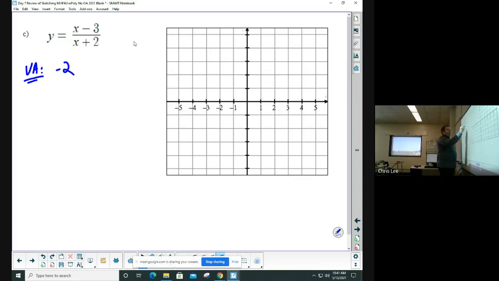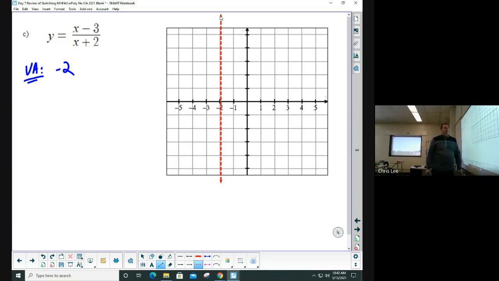If you needed to do the math, x plus 2 equals 0, x equals -2. But I don't think we need to do that math because we've done enough of these and we're just reminding ourselves. So that means there's a vertical asymptote at -2. I would go over here and start to draw my line at -2, this imaginary line that the graph is never going to cross.